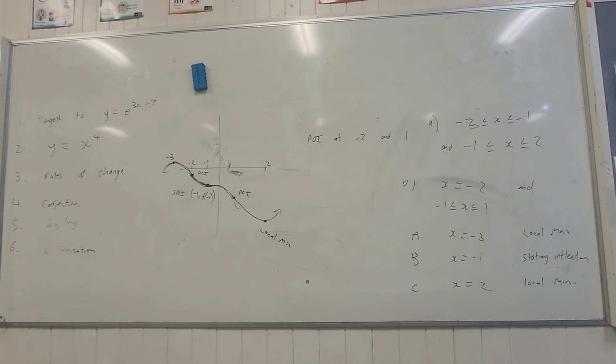State the nature of the stationary point on the graph for f of x. So the answer for part A is local minimum. F of x has a local minimum.